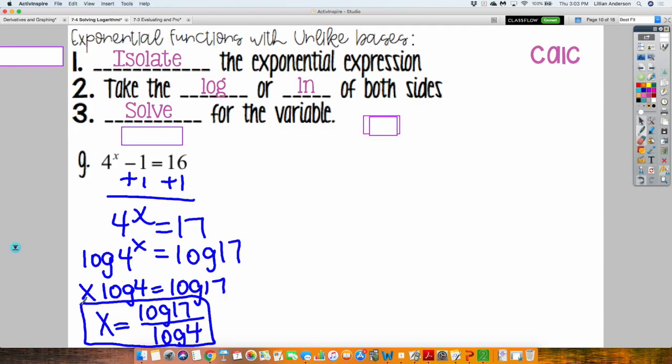Does anybody have their calculator near them? When you type this in, especially on these calculators that I have here, you got to go backwards. 17 log divided by 4 log enter. And then you'll get the decimal approximation for that. It's not going to have a base. So when you take the log, it is a common base because it allows you to do it in your calculator. Questions?